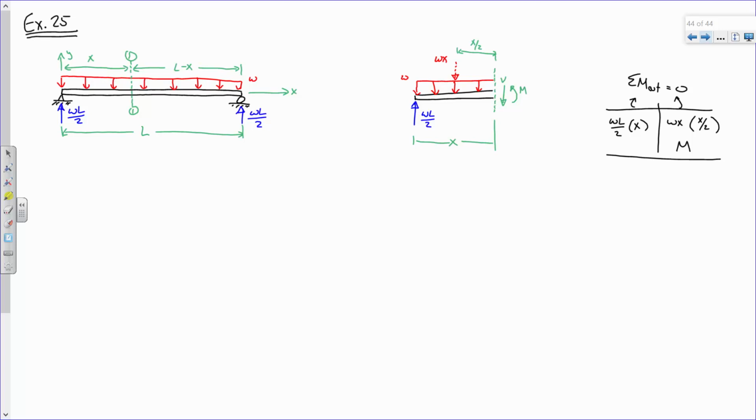All right. So, chugging that out, I've got WL over 2 times X. Actually, here, let me rewrite it like this. We say WL over 2 times X equals M plus W over 2 X squared.